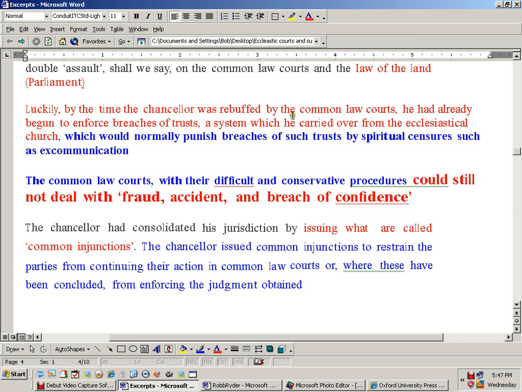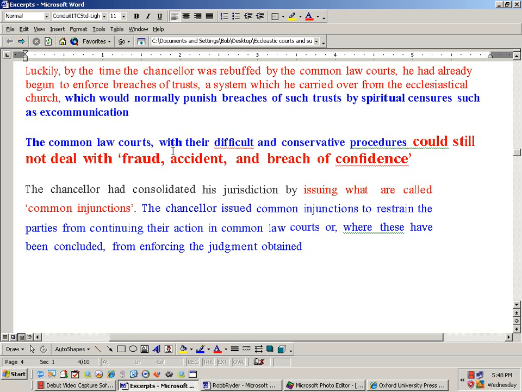Luckily, by the time the chancellor was rebuffed by the common law courts, he had already begun to enforce breaches of trust, a system which he carried over from the ecclesiastic church, which would normally punish breaches of such trust by spiritual censures such as excommunication. We can make them do the right thing. They're baptized. Whether they like it or not, they're under the jurisdiction of the Pope, and he can excommunicate them. The common law courts, when they're excommunicated, it's not the church that burns them as a heretic for excommunication. That's what common law does.